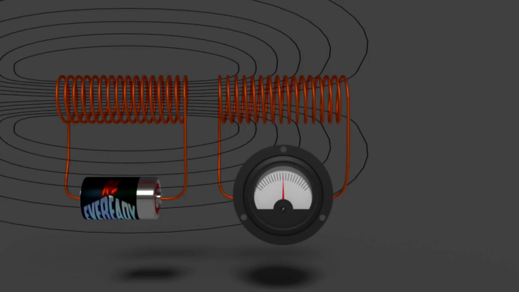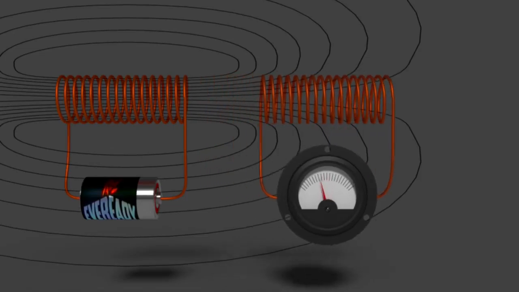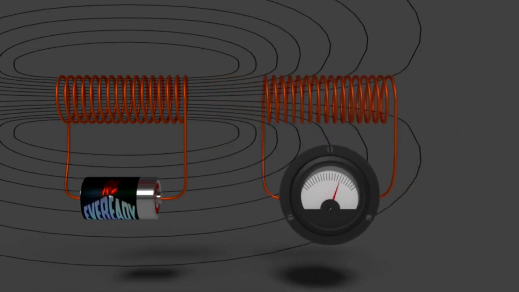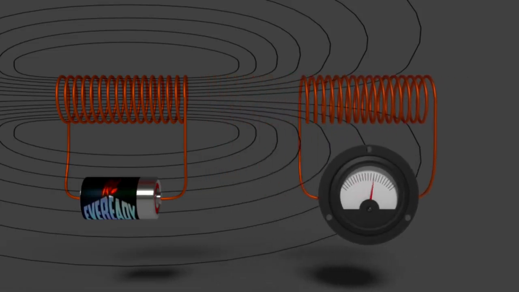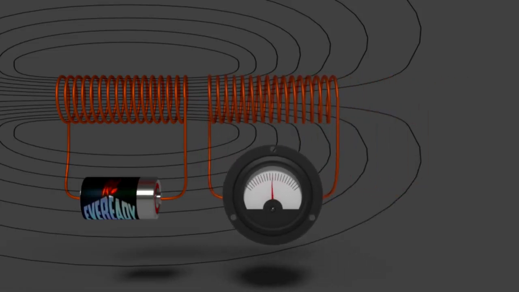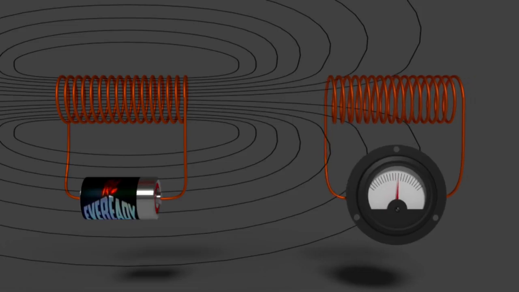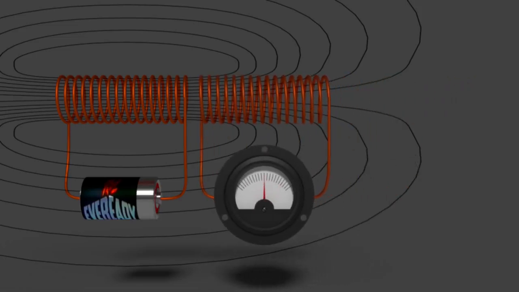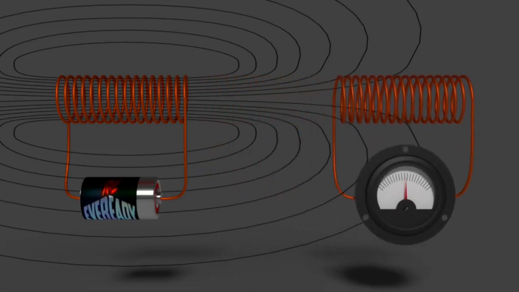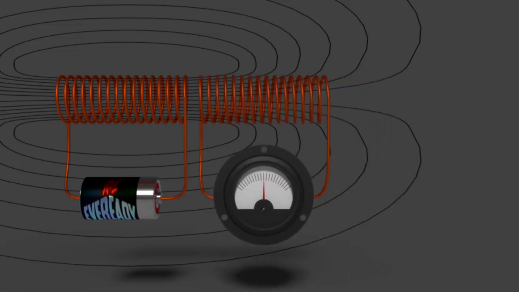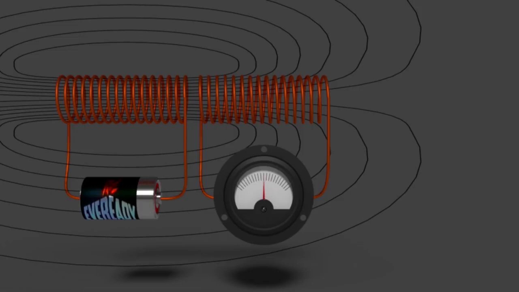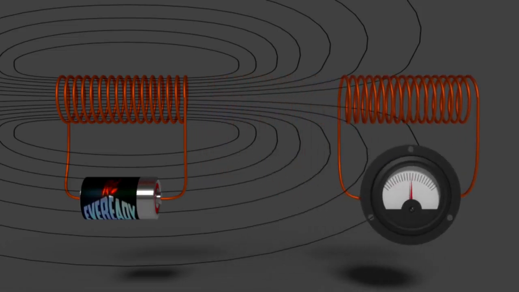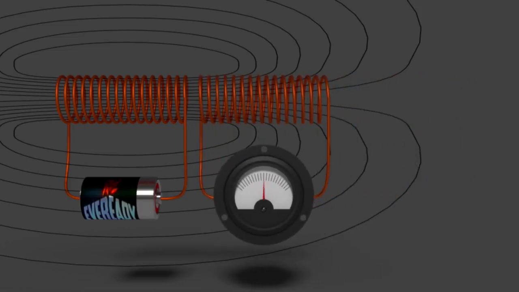in the second coil. Now, we move the second coil inside the influence of the magnetic field of the first coil. We can observe that during movement of the second coil, the pointer of the galvanometer deflects. This indicates that some voltage has been induced across the second coil while it was moving.